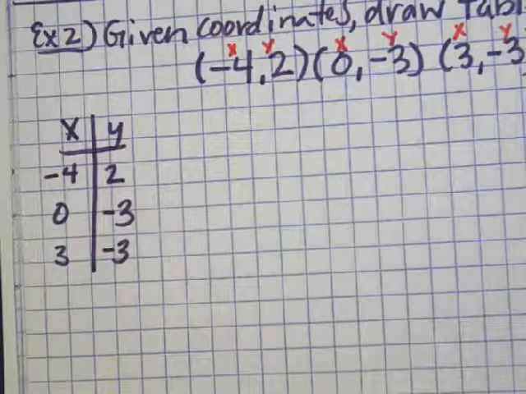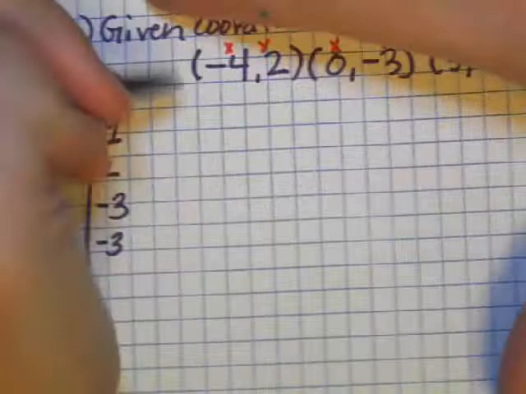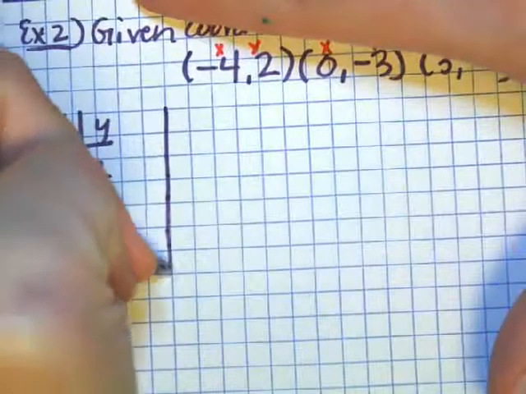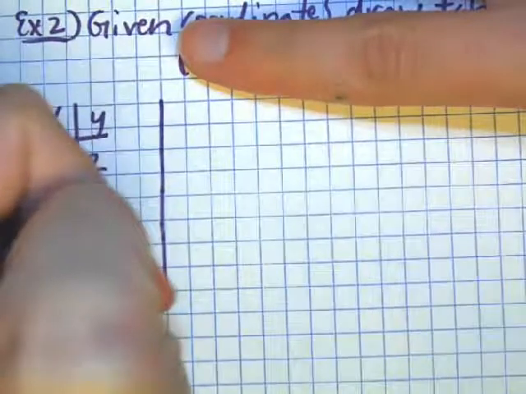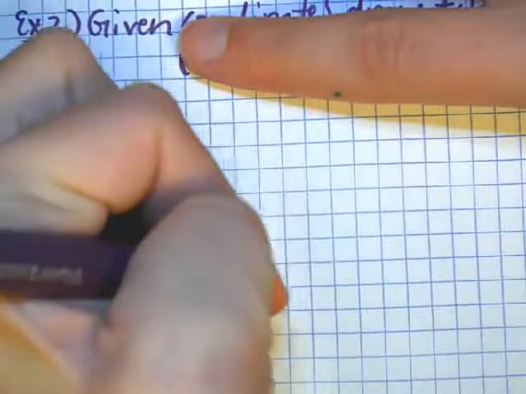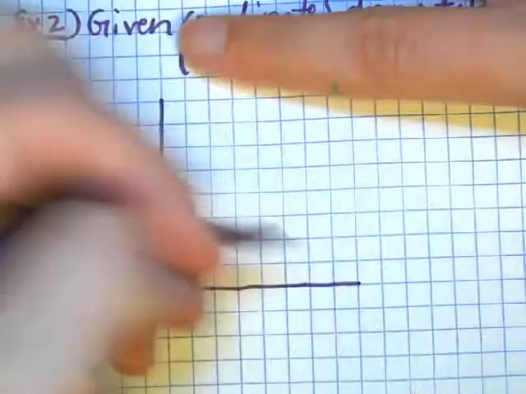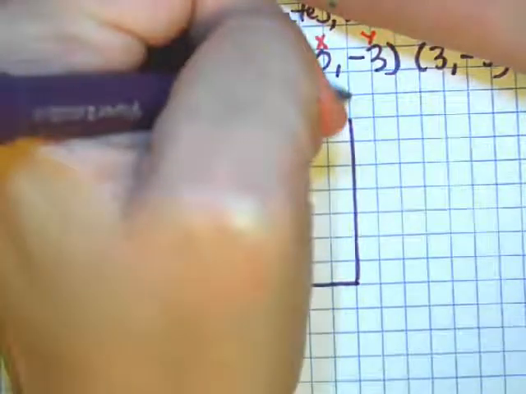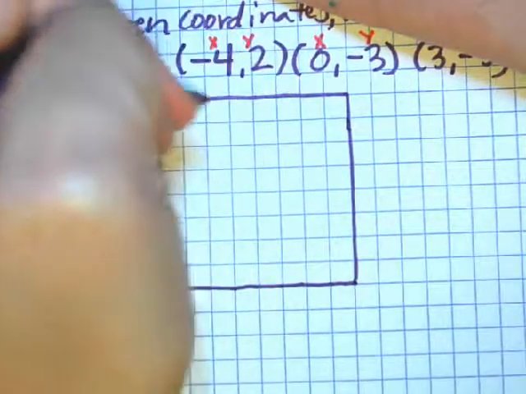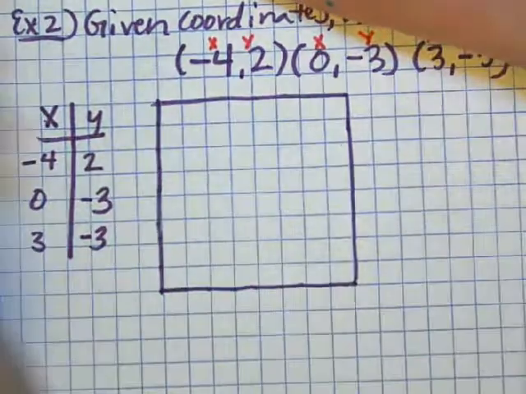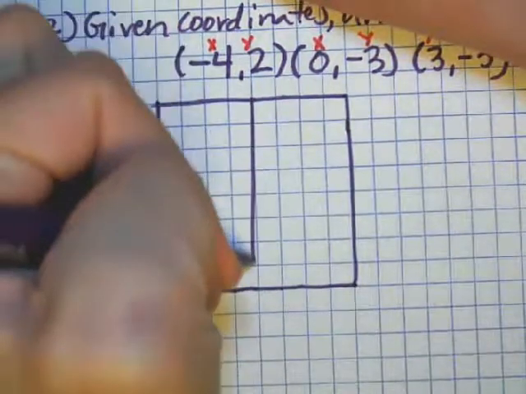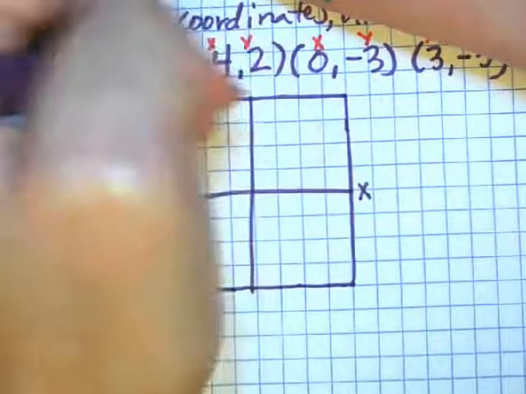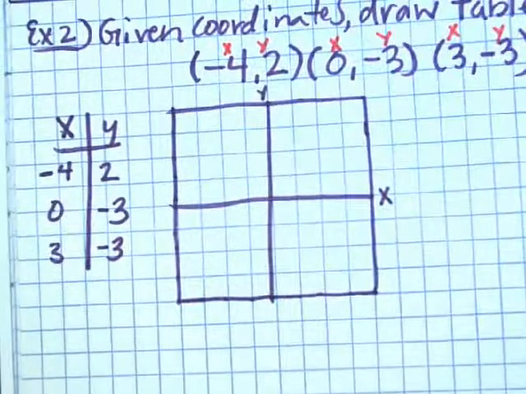After I make a table, it wants me to draw a graph. So 8 boxes down, 8 boxes across. And finish making your square. Find the line dead center, up and down, and side to side. Label your x and your y axis.